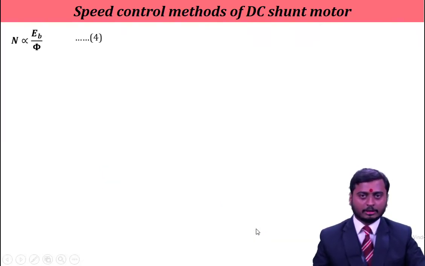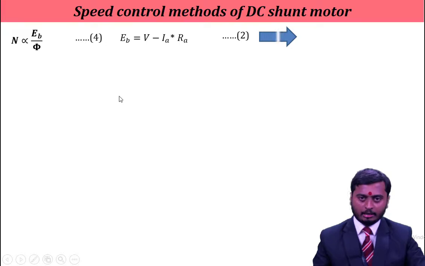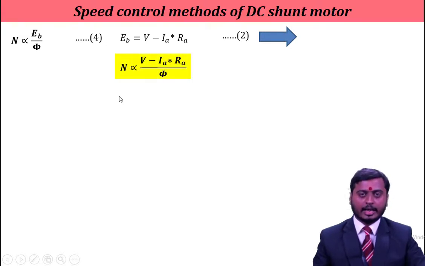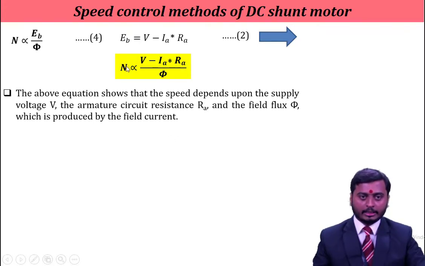Now from equation number 4, N is directly proportional to EB upon phi, and from equation number 2, EB equal to V minus IARA. We will substitute equation number 2 in place of EB in equation number 4. So the equation of N is: N is directly proportional to V minus IARA upon phi. This equation gives the relationship of speed with respect to the supply voltage V, with respect to the armature current IA, and with respect to the field flux phi, which is produced by the field current.